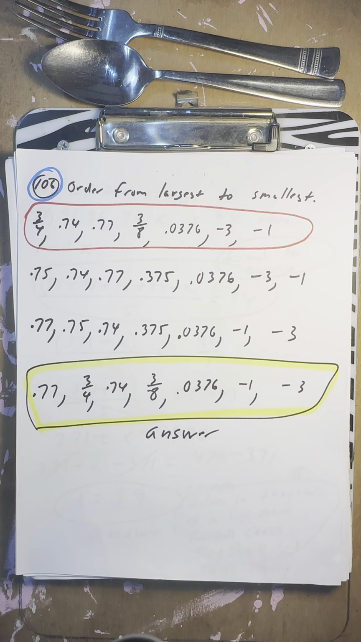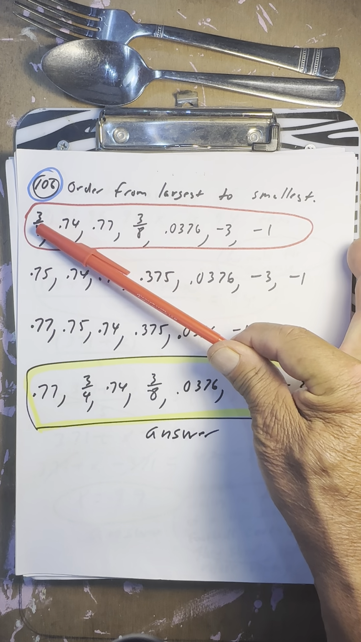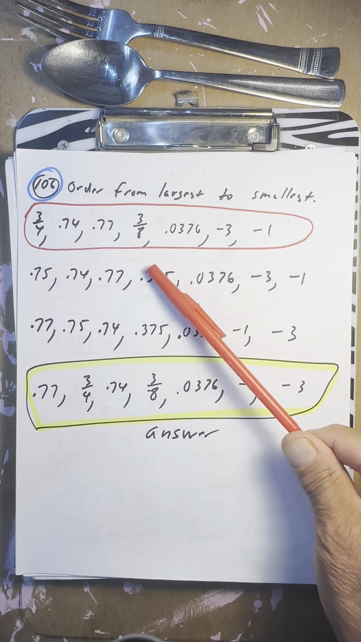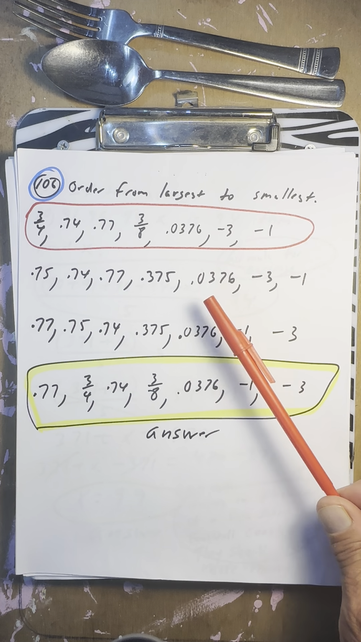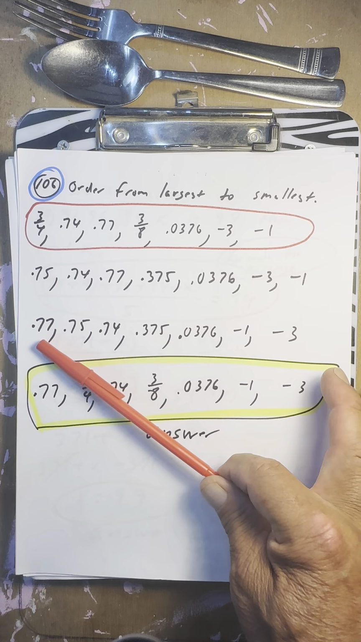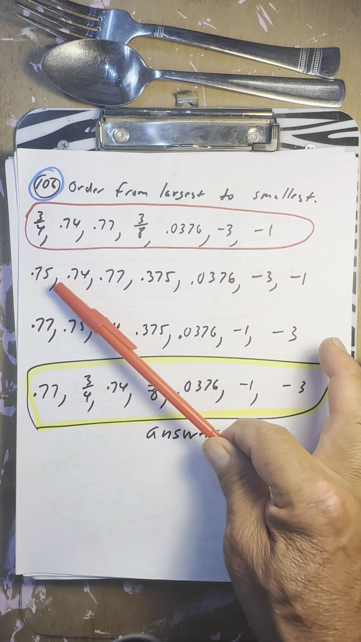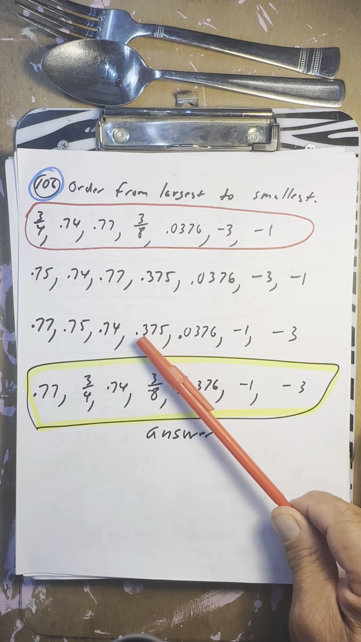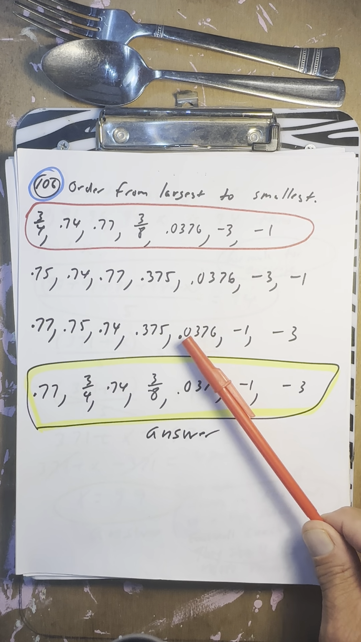Order from the largest to the smallest. Okay. I'm going to do it this way. I'm going to change this one to a decimal, calculator, divide it. This one to a decimal, calculator, divide it. So now we have all these numbers and those two negative signs over here. But let's go from there. So now let's look at these numbers here. 0.77 goes first. Next one is 0.75, goes second. And then 0.74 goes there. And then 0.375. Look at that. 0.375. And then 0.0376 goes next.